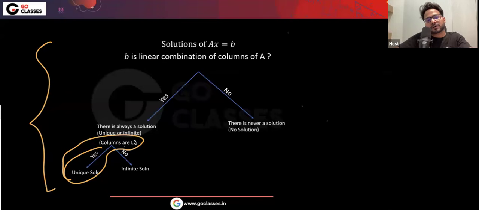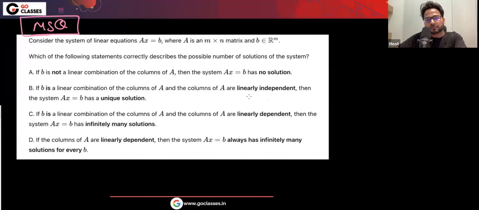Okay. So in case of linearly independent columns, it is always a unique solution. So that's why B is true. In that case, it is always a unique solution.